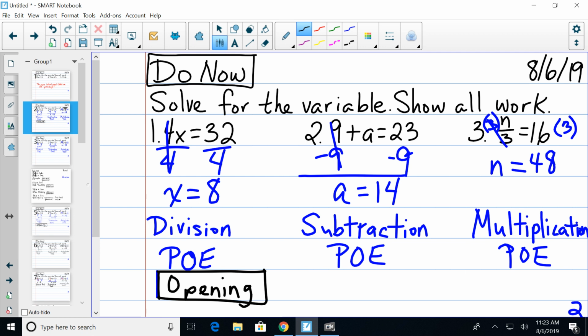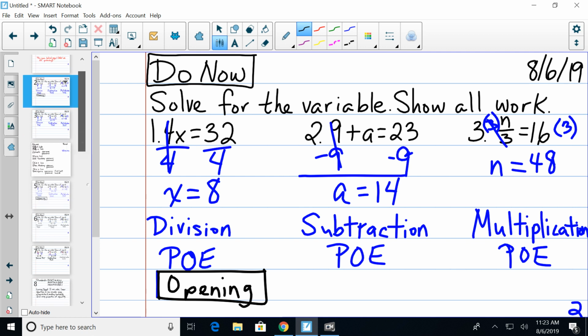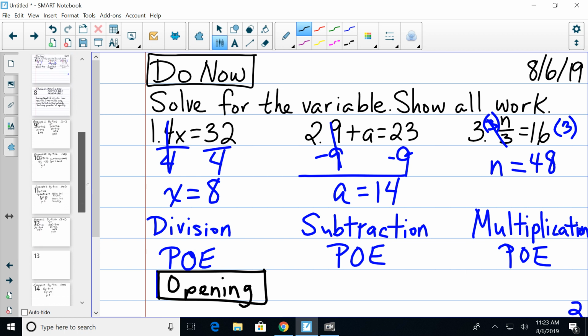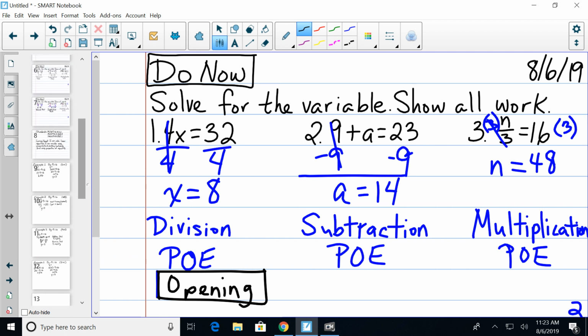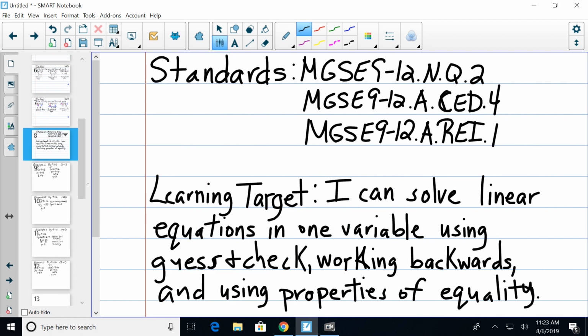All right, so in the opening, the first thing we're going to do is we're going to copy down the standards and the learning target. So it is also on the whiteboard to my left. Please disregard how it looks. Board was acting up in first period and it's starting to act up again.